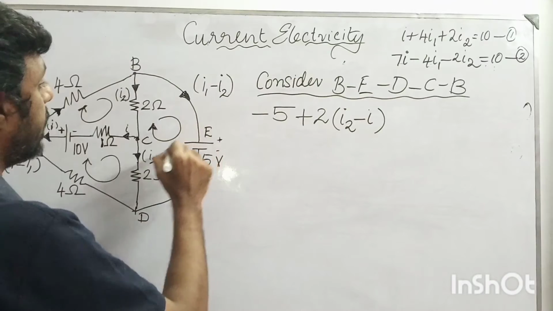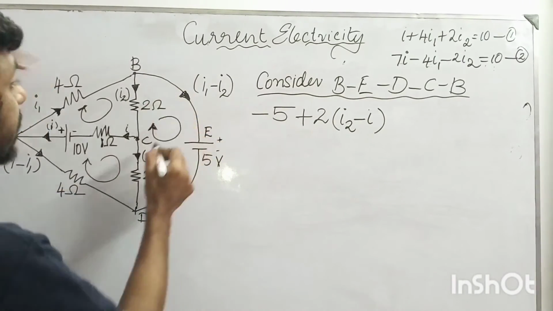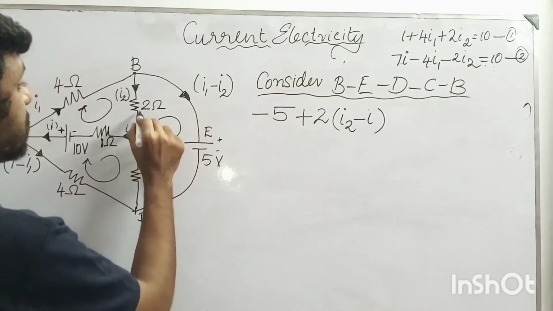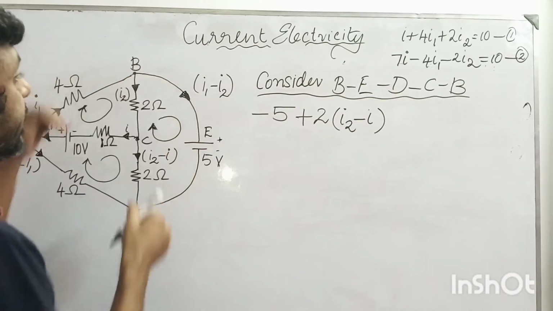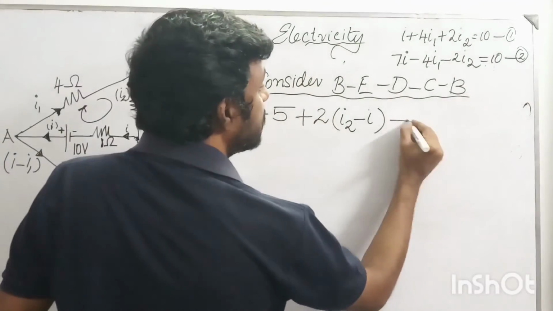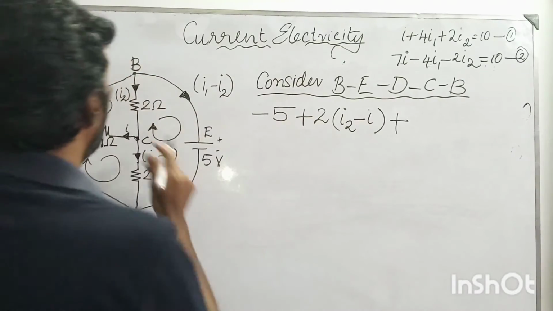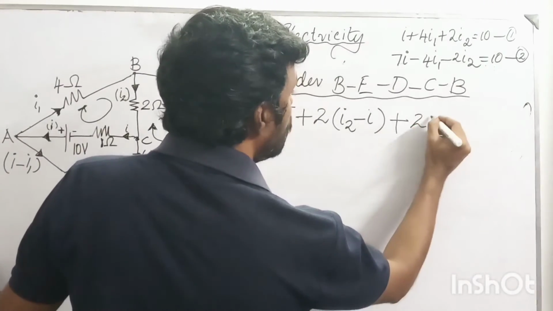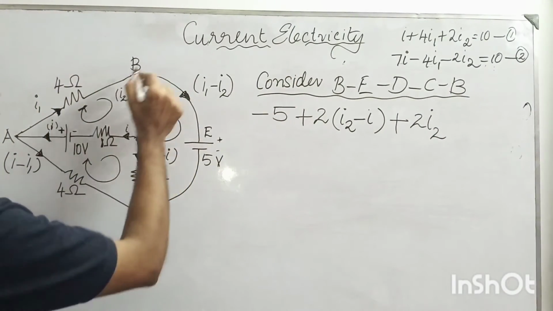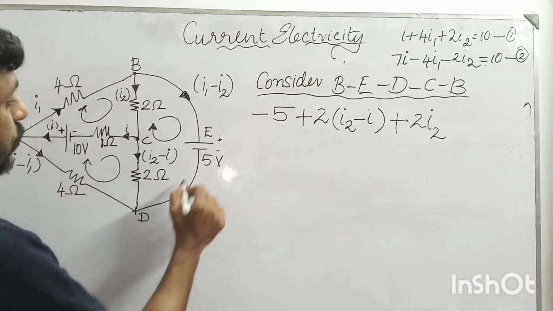Again I keep on rotating. While rotating in the clockwise direction, I encounter another current I2 that is flowing in the opposite direction. If it flows in the opposite direction, then I will add a positive sign and I will multiply the resistor value and the current value. So the answer will be plus 2 into I2. So the entire loop is over.